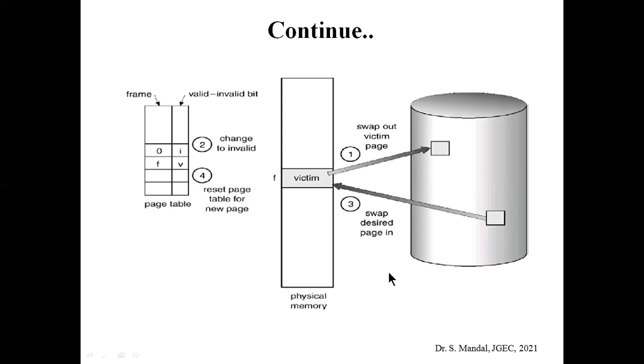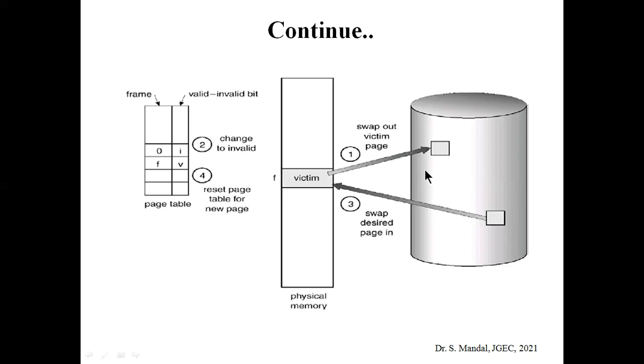So you can see that this is the first process. Suppose this is the eighth frame and this is the page table. You can see that initially the bit is already set to v or 1. That means in that frame a page has already been loaded. Suppose this one is the victim. We need to swap it out from the main memory and store it in the secondary storage. So the first step is to swap out the victim page.